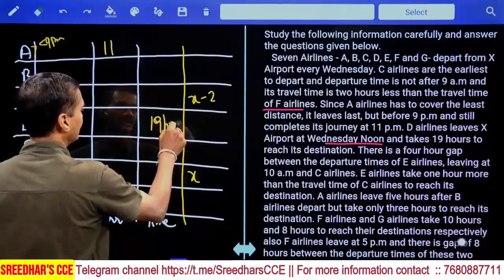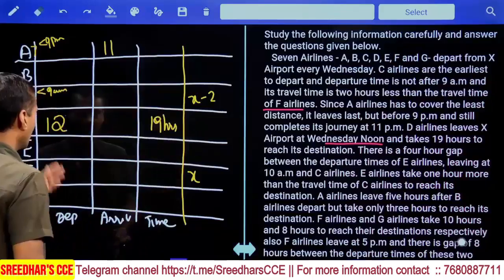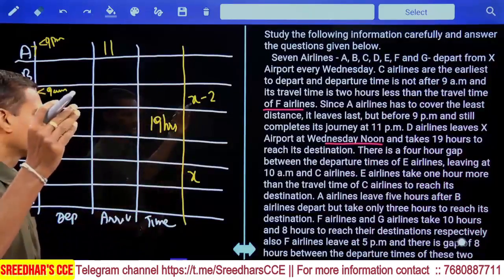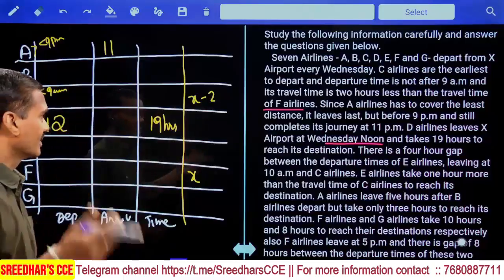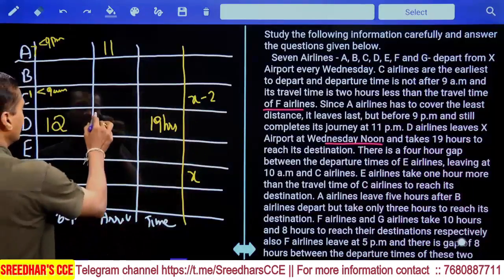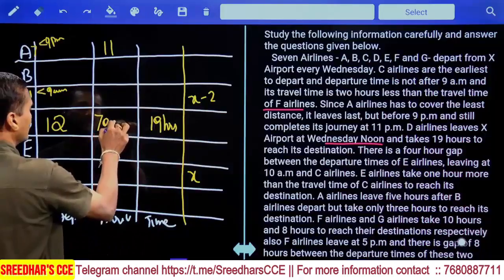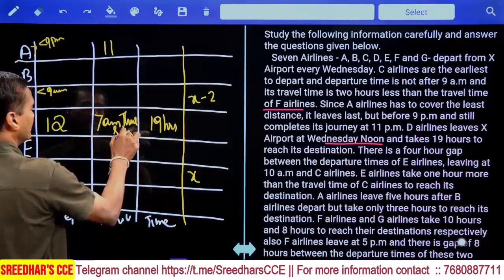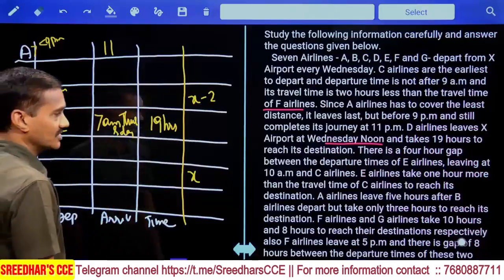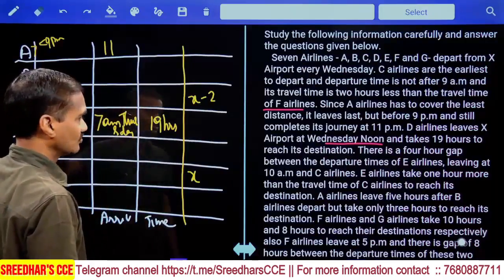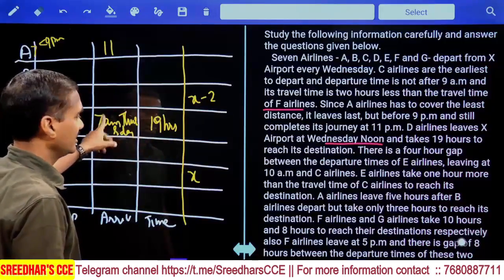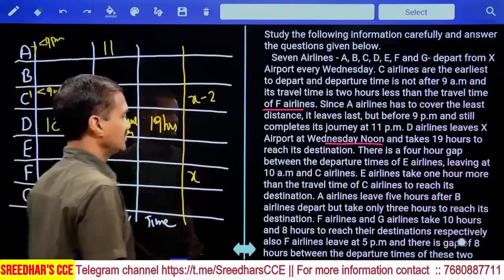As it is taking 19 hours to reach the destination, from 12 o'clock to midnight, 12 hours will be there, and some 7 more hours were there. That means 7 a.m. on Thursday, 7 a.m. the next day. 7 a.m. Thursday, this will arrive at that destination. Now D, 12 noon, and it is taking 19 hours. That means it will reach 7 a.m. the next morning to reach its destination.